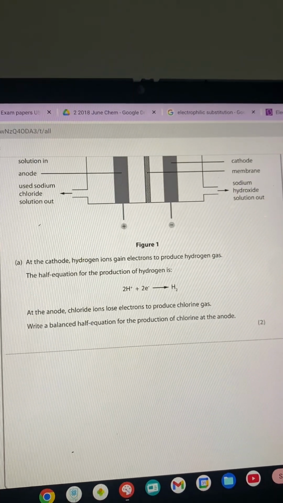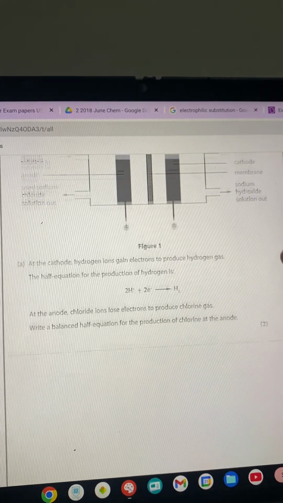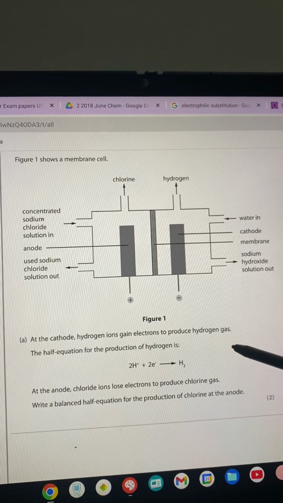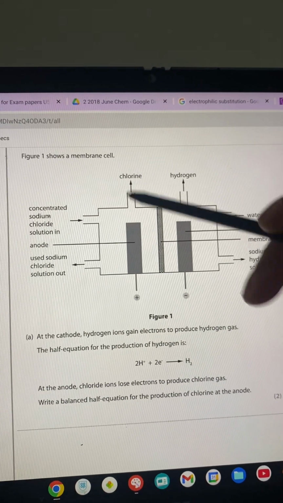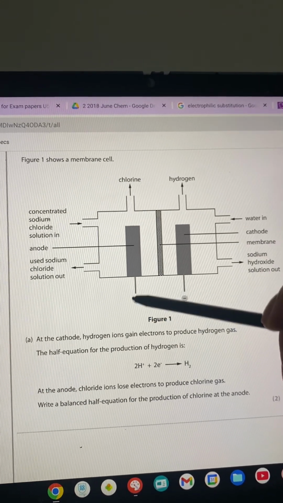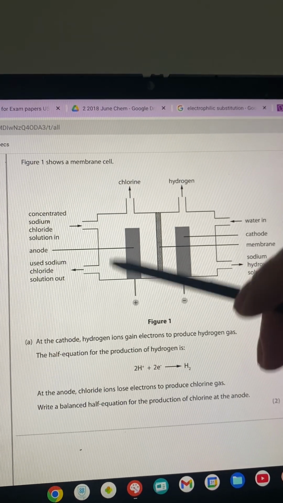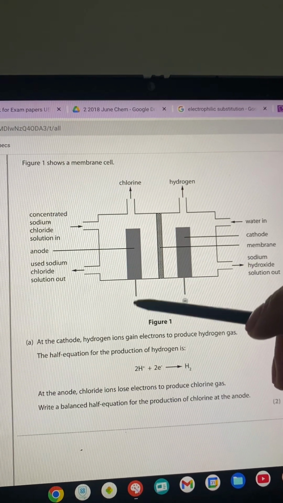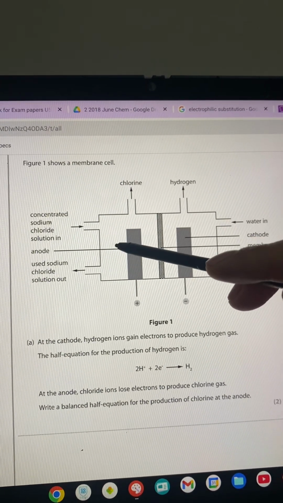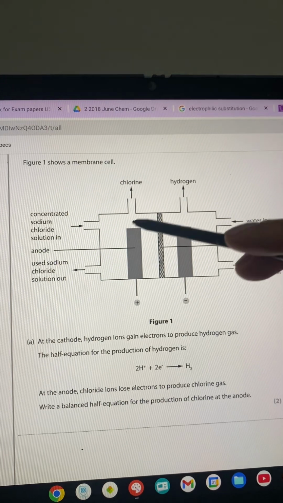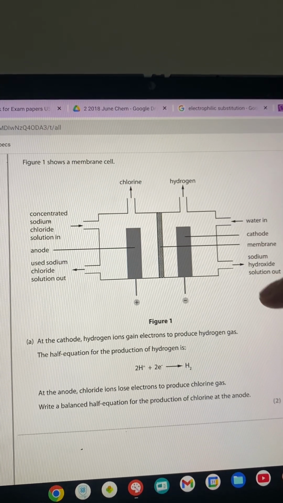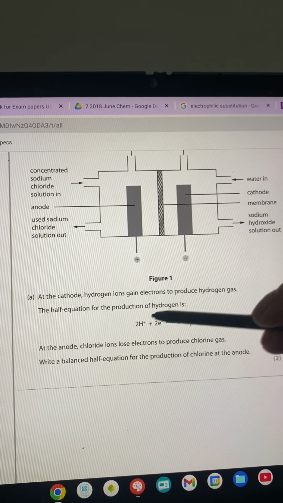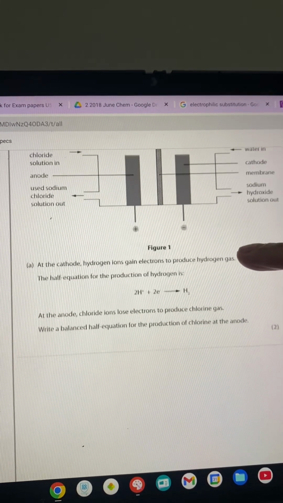This is the half equation. Okay, now it says at the anode, chloride ions lose electrons to produce chlorine gas. That's what's happening here. We've got the anode. Anodes attract anions, which are negatively charged, so they're attracted to the oppositely charged anodes, which are positively charged. So the chloride ions will lose electrons to make chlorine. Okay, so it says write a balanced half equation for the production of chlorine at the anode.